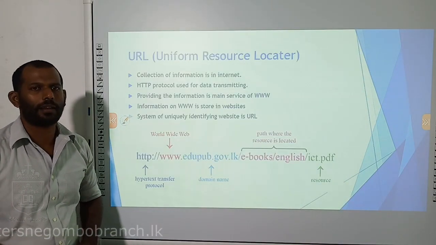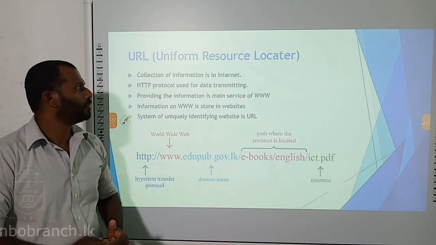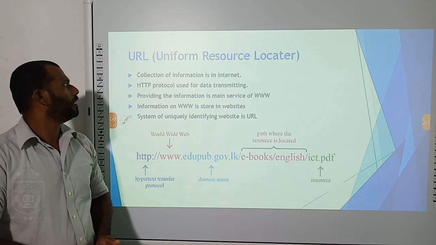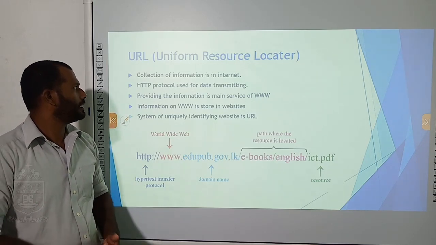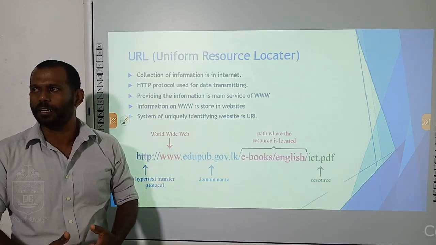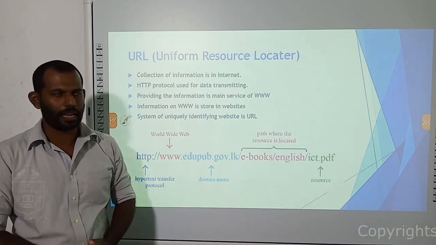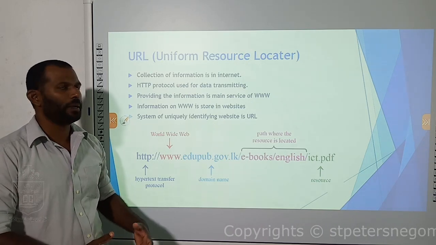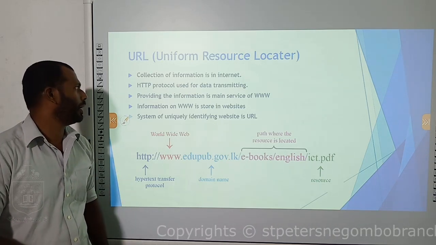Right, we'll see the next one. What is a URL? Uniform Resource Locator. What does a URL contain? It is a collection of information on the internet. We already know the internet is a collection of networks, and a URL is a collection of information. It is on the internet also.